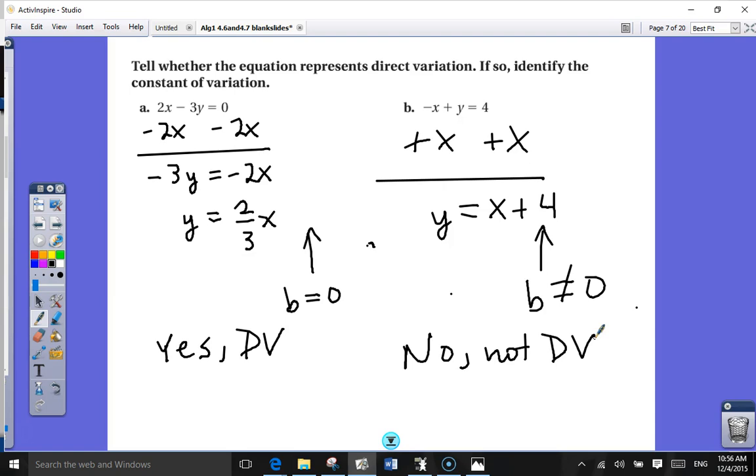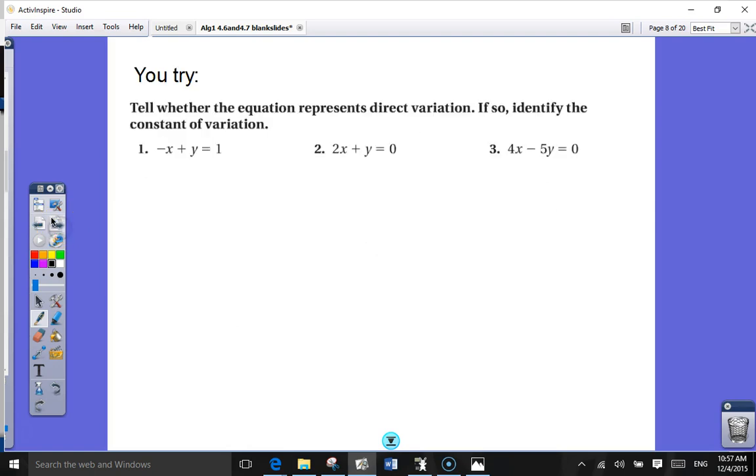Right, so we should be able to tell whether, yeah, you do either one. I might not even put a question like that on the test. My guess is I probably wouldn't. So go ahead and try those three. Are they direct variations or are they not direct variations? You can do it either way you want. Just don't get them wrong.